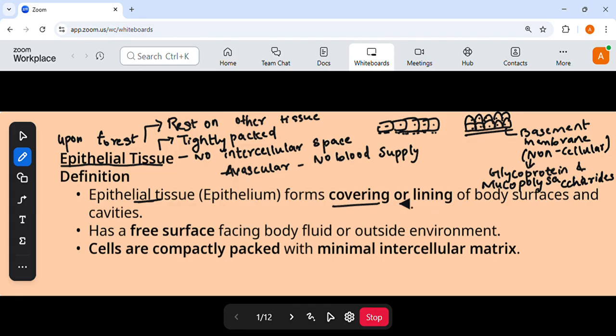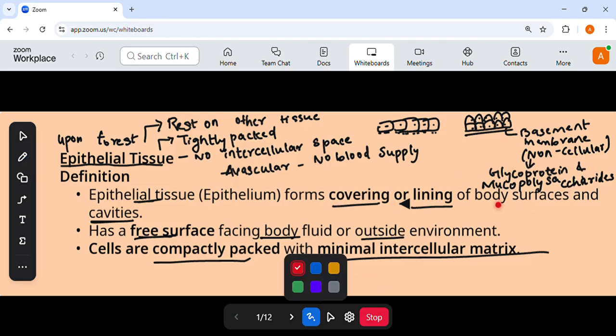And basic function of epithelial tissue is covering, protection and lining. So it lines the body surfaces as well as the cavities. Clear? It has a free surface which is facing the body fluid, or it can face the outer environment. The cells here are completely packed with minimum intercellular space, avascular, no blood supply, tightly packed, resting on other tissue, and basement membrane, which is a non-cellular acellular layer made up of glycoprotein and polysaccharide. So this is the basic information about epithelial tissue.